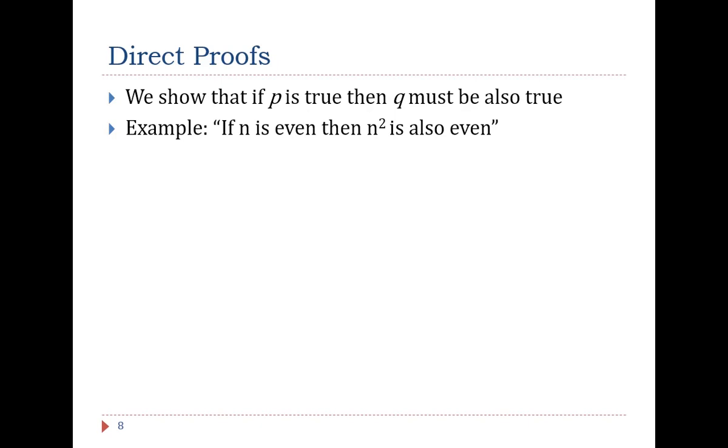So let's start with direct proofs. If you have to prove that for every x, when p of x is true, then q of x is true, you start from p of x, and you try to use all the mathematical definitions and rules and regulations that you know to prove finally that q of x holds, okay? Example: if n is even, then n squared is also even. How can you proceed with this one?